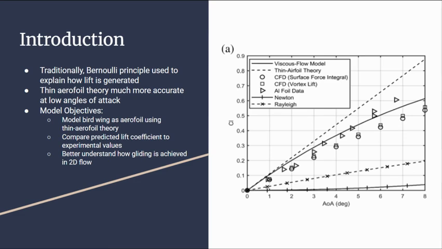Thin airfoil theory is a much more accurate depiction of how lift actually works than Bernoulli's. This only works at low angles of attack. Within this video and within this project, we hoped to model bird wings as airfoils using thin airfoil theory and compare predicted lift coefficients to experimental values in order to better understand how gliding is achieved in a 2D flow.